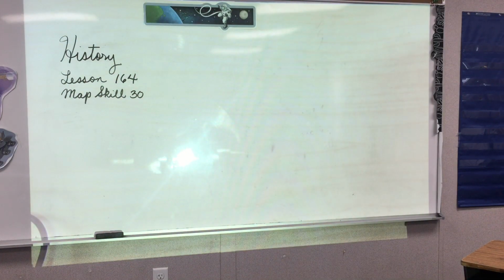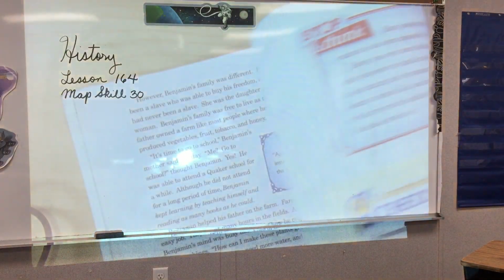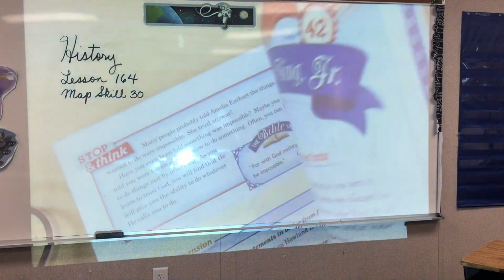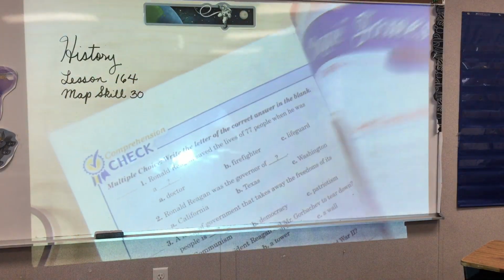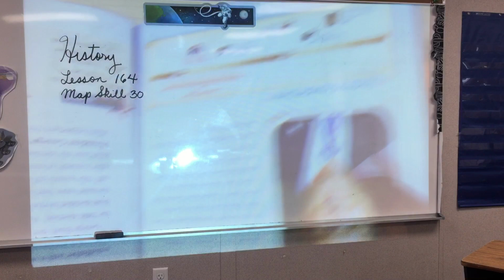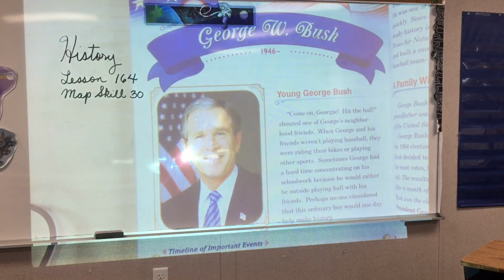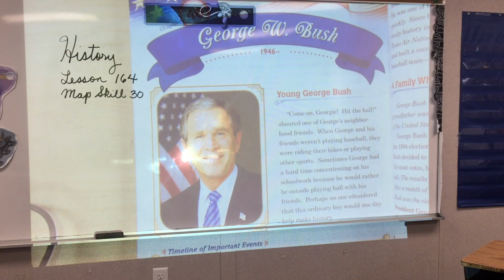So continuing with the biography of George W. Bush, a little review from the last time that we spoke of him. George W. Bush was governor of Texas. He became the 43rd President of the United States. He served for 2 terms.